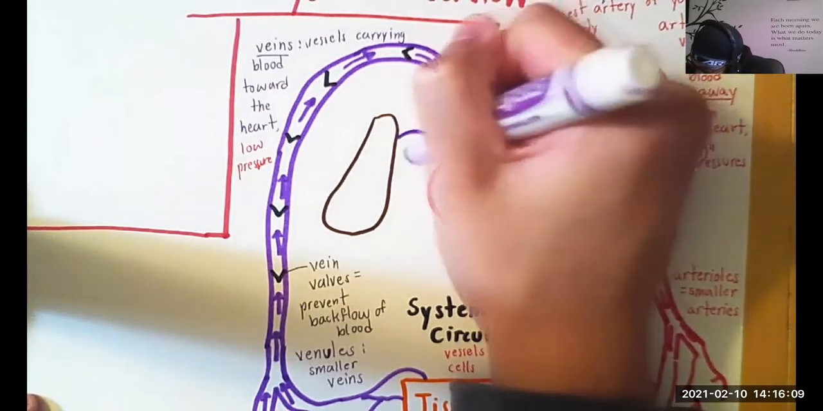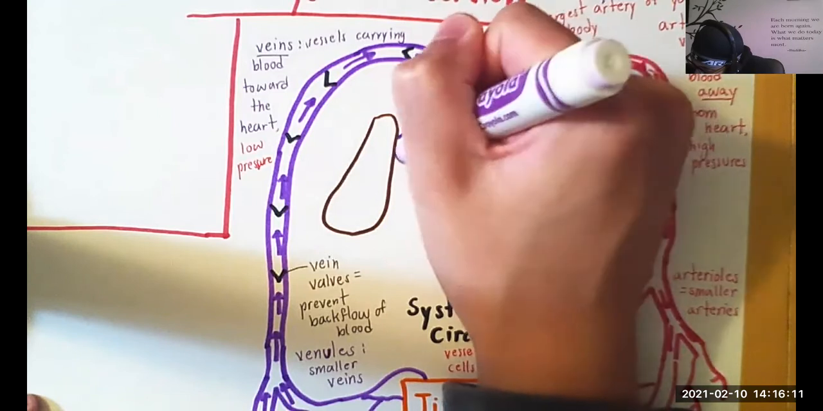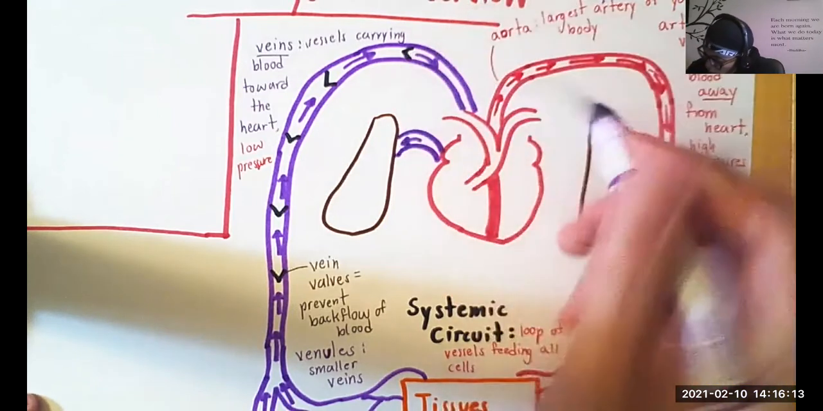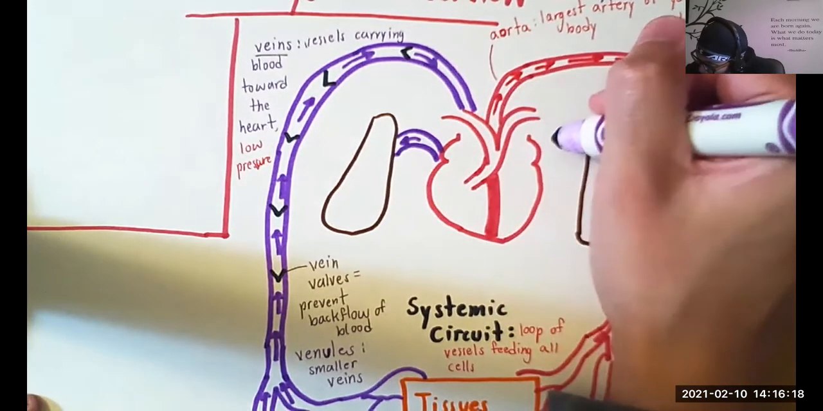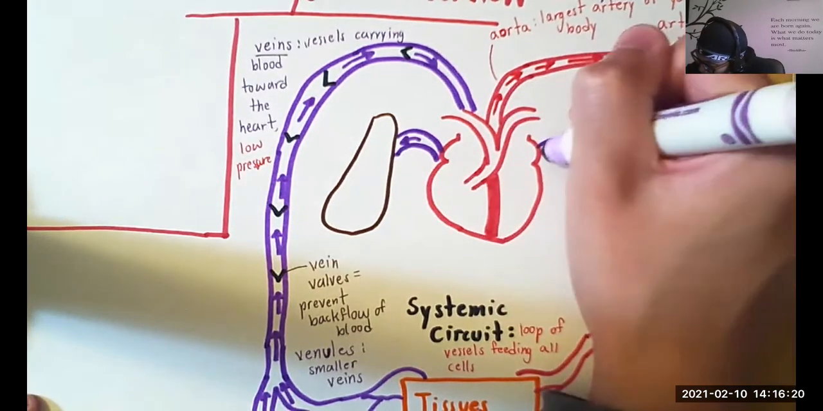So the other loop looks something like this. Other loop like that.